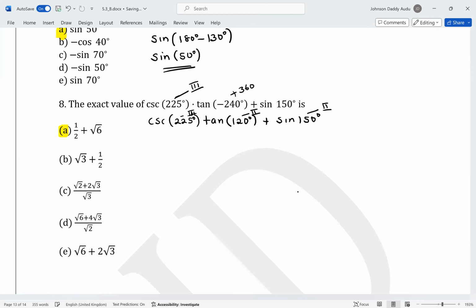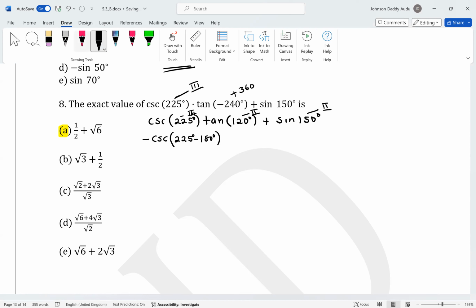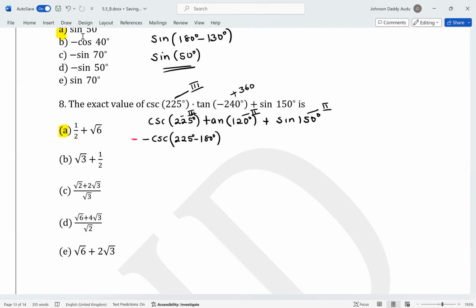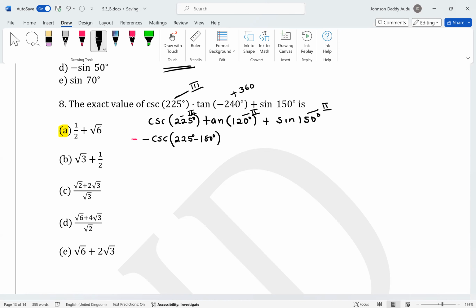So now in quadrant 3, cosec is going to be negative. So this is minus cosec. And here it's going to be 225 minus 180 because we're in quadrant 3. But we're multiplying. Tan is negative in quadrant 2. So it means another negative will come out. So we will have two negatives here. So we'll bring it out since it is multiplication.